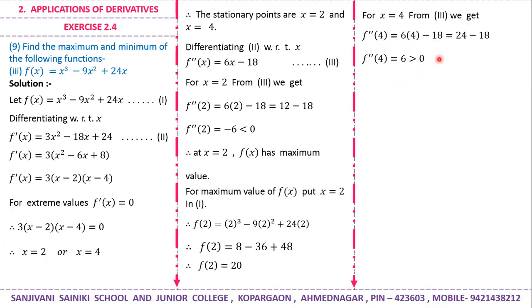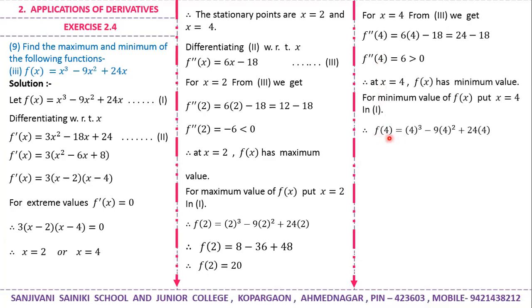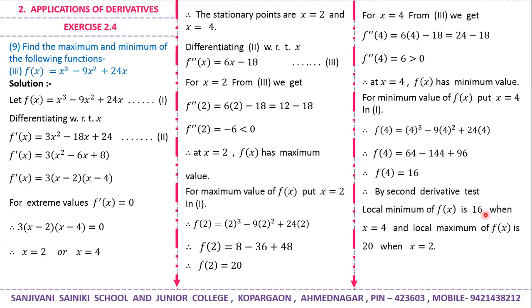The second order derivative is positive for x is equal to 4, so the function has a minimum value at x is equal to 4, and the minimum value is f of 4, given by 4 cube minus 9 times 4 square plus 24 times 4, and it comes out to be 16. This is the minimum value. So by second derivative test, we can say that the local minimum of f of x is 16 when x is equal to 4, and the local maximum of f of x is 20 when x is equal to 2.